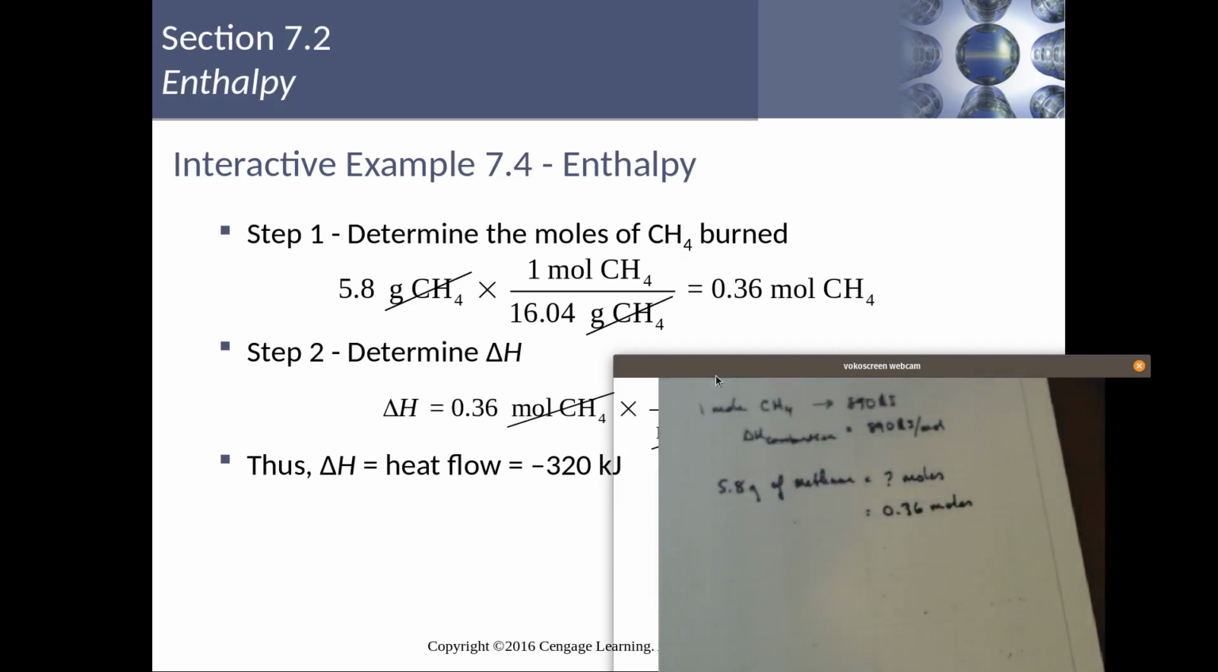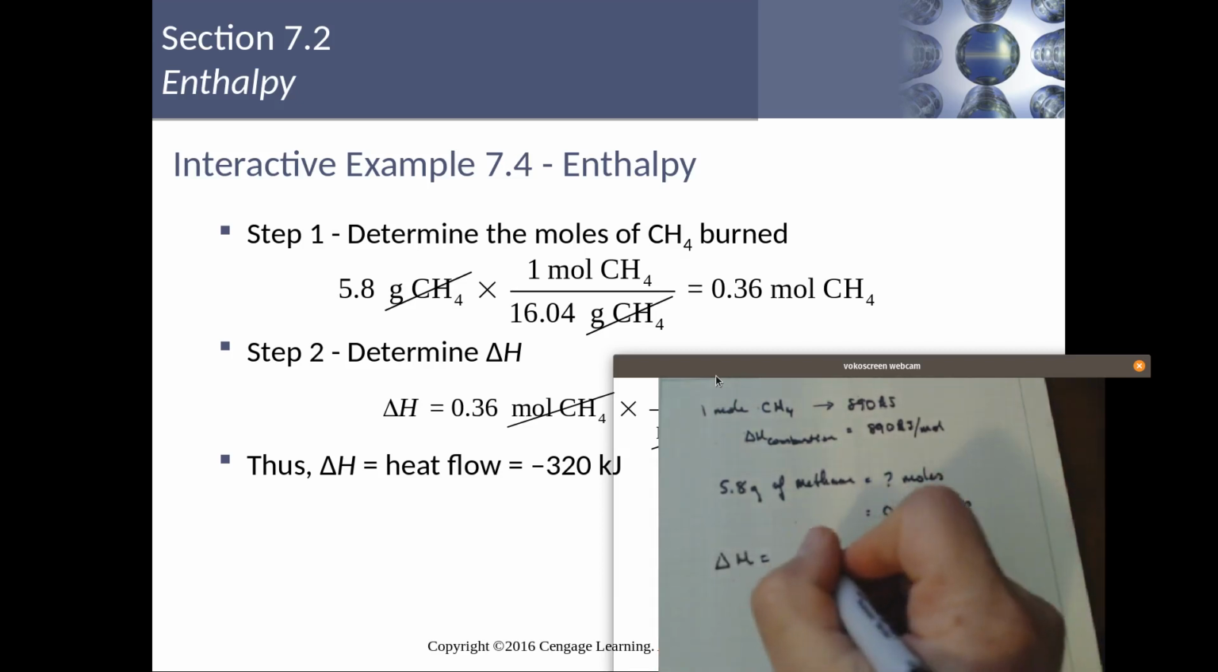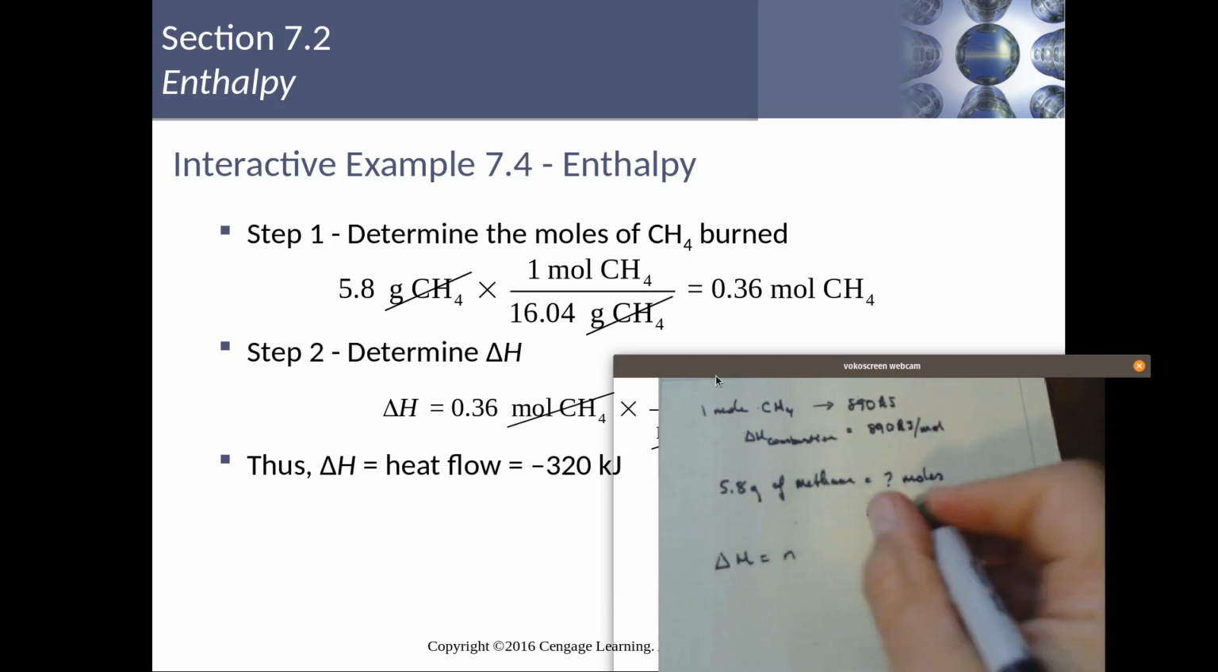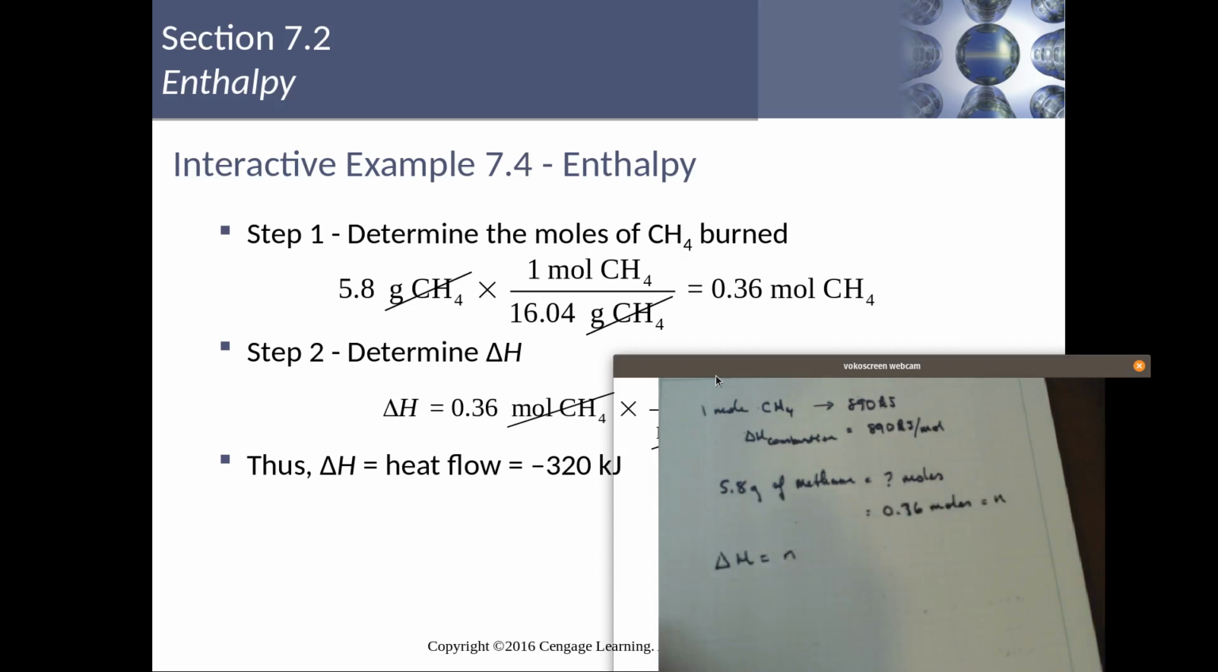And now I can easily determine the delta H of combustion. So the delta H of this combustion process is going to be the number of moles, let's call this N, the number of moles times the delta H of combustion.